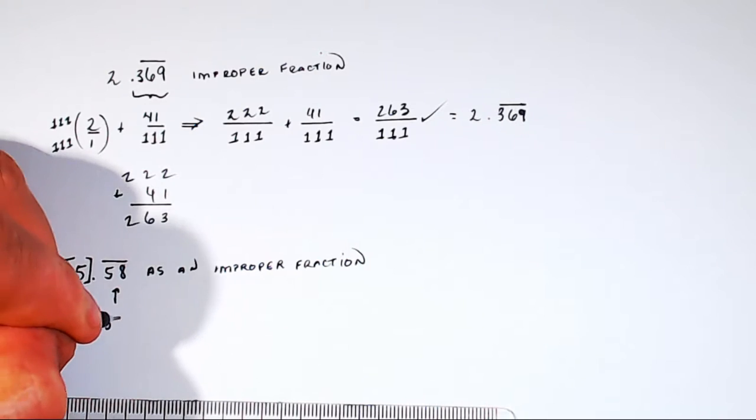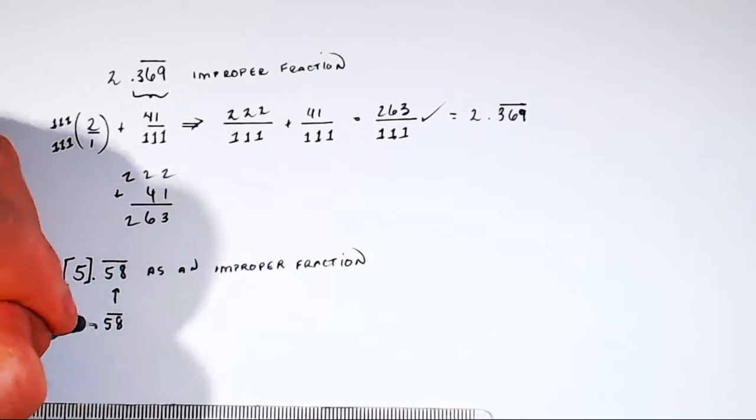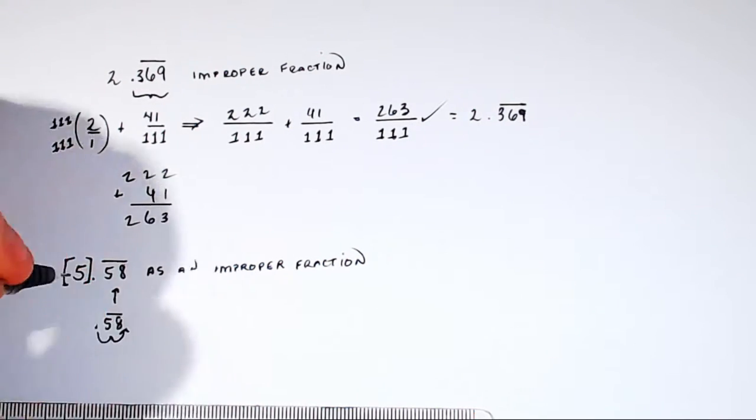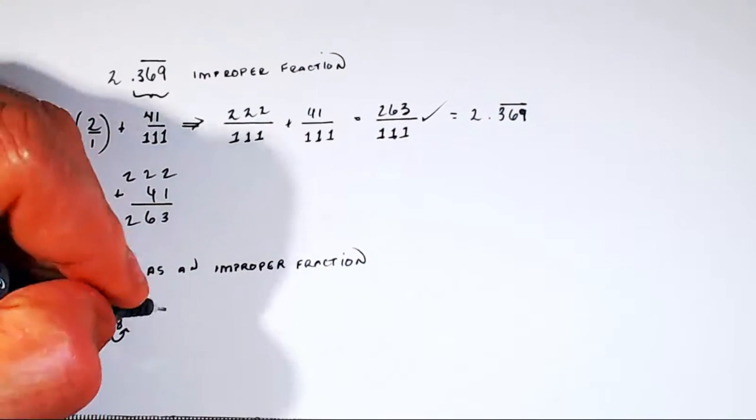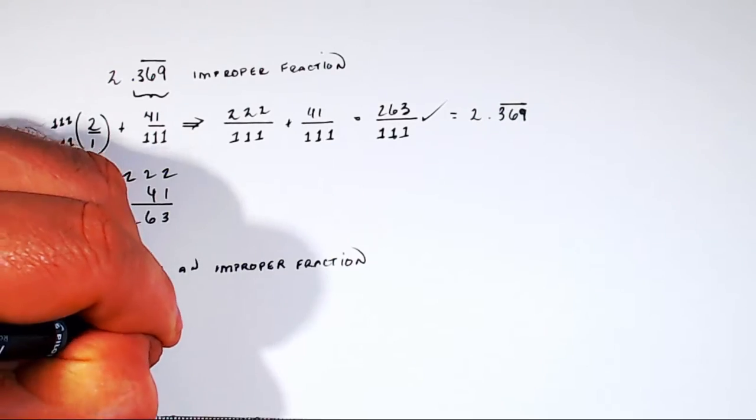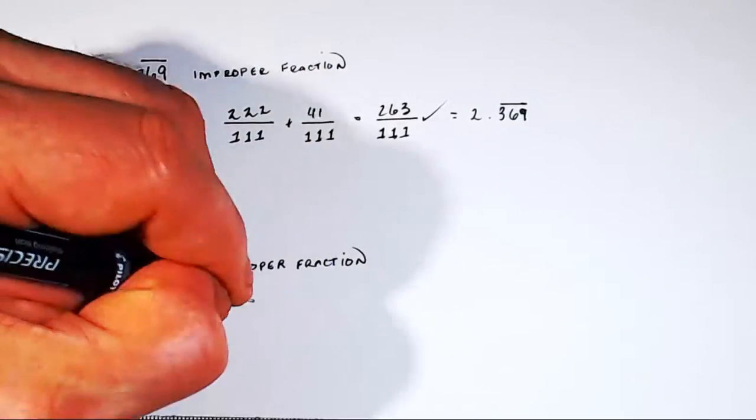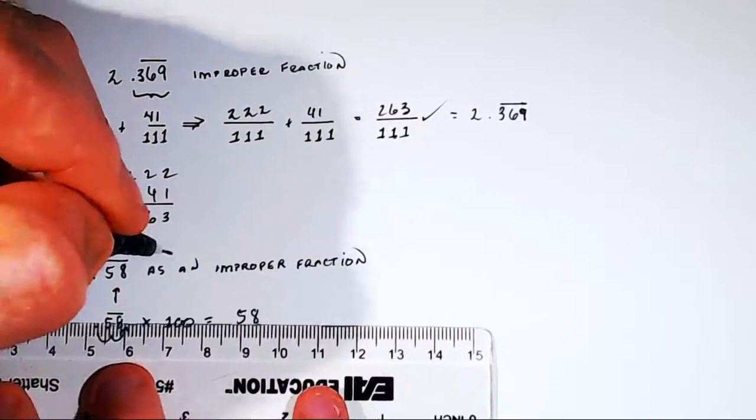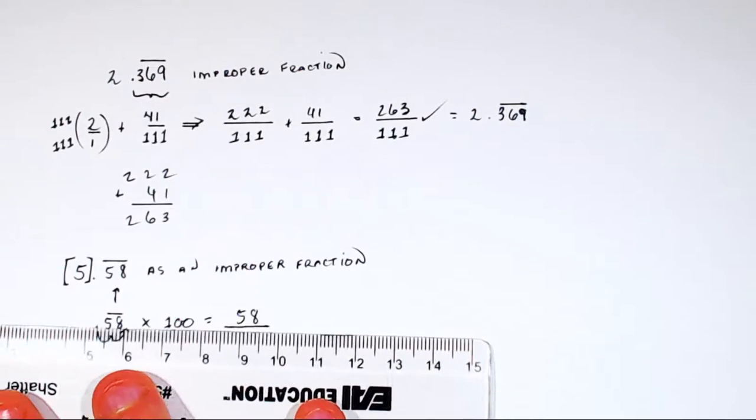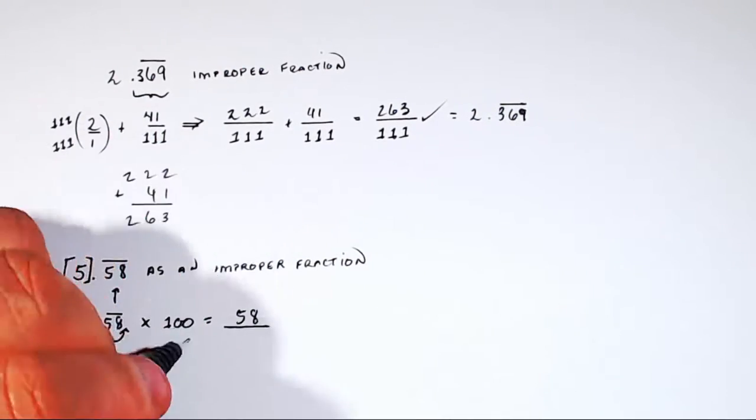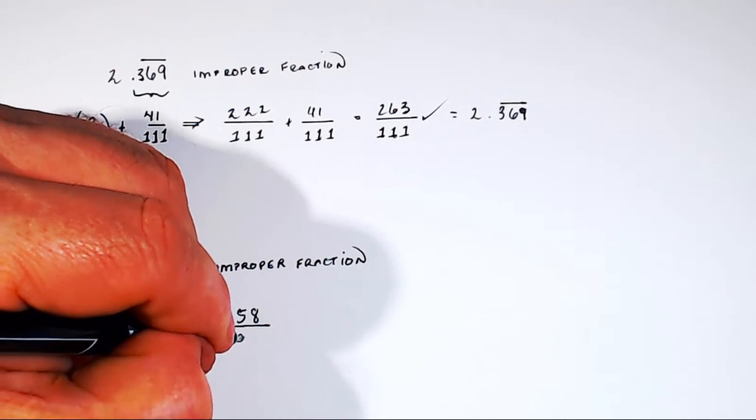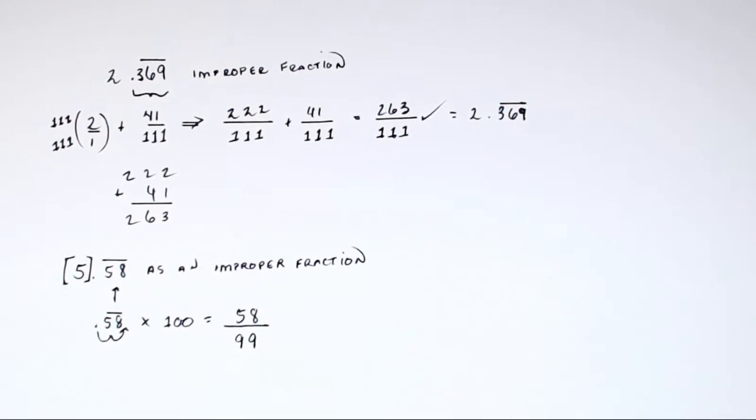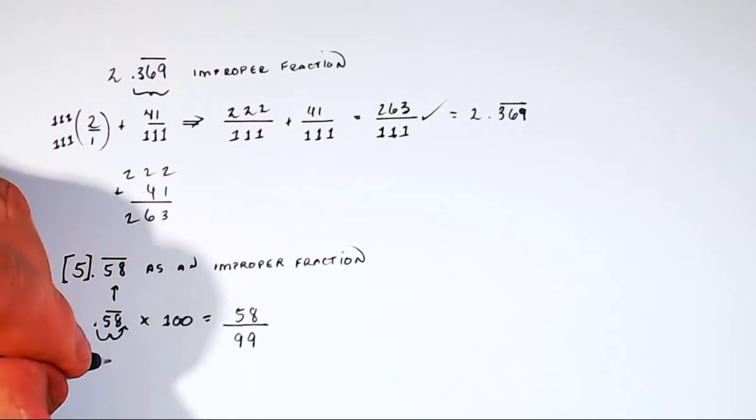So we have 0.58 repeating. I want to know, what do I multiply 0.58 by to get the decimal over to the right side of the 8? And that would be by 100. Okay, so I multiply 0.58 times 100 and I get 58. Now what I'll do is divide 58 by 1 less than what I multiplied it by. So that would be 99. And then we'll do our prime factorization.